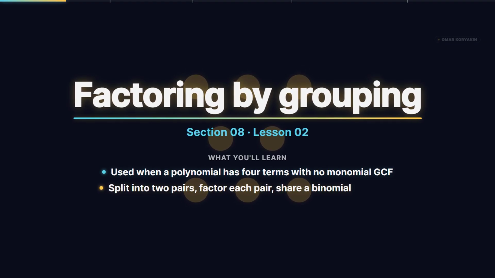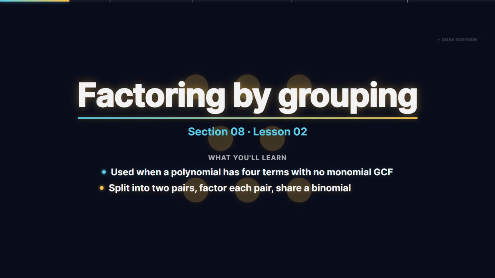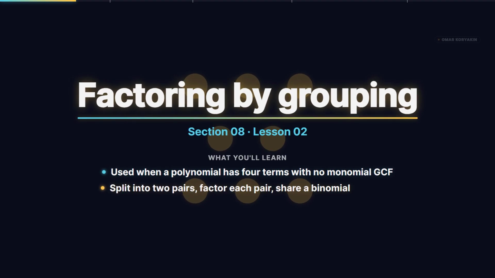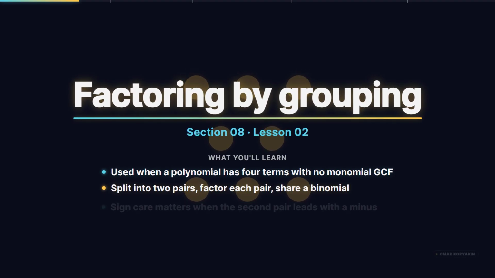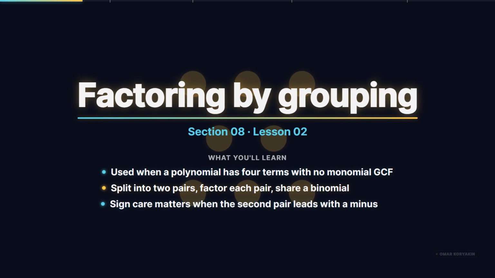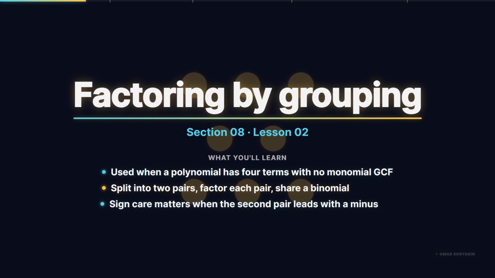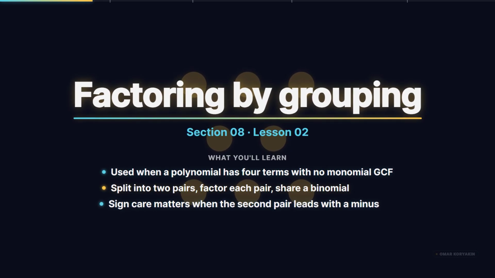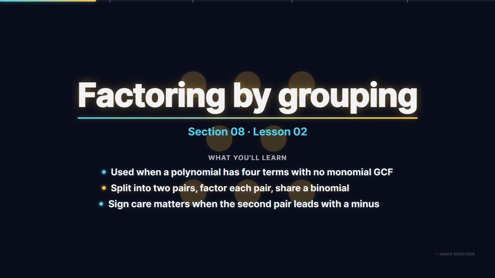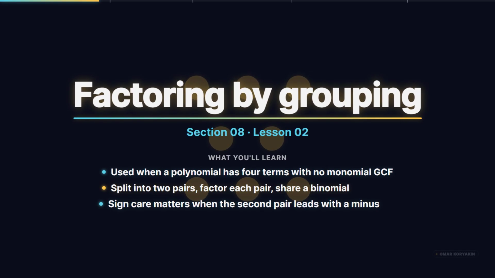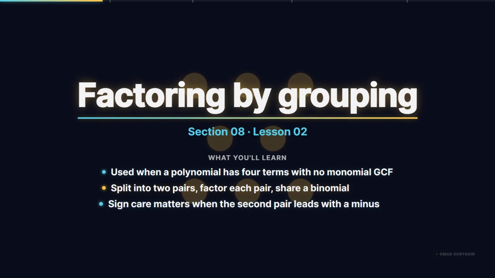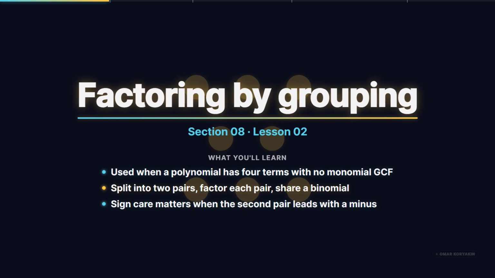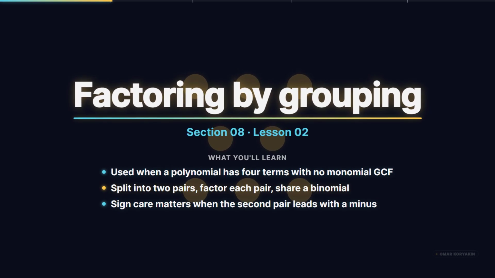The first pair usually factors out a monomial that contains the variable. The second pair factors out a constant or smaller monomial. The trick is to choose those factorizations so the leftover binomials match exactly, and that sometimes means factoring out a negative when the second pair has a leading minus sign. Today's two examples cover the clean case and the sign flip case. Once both are familiar, every four-term polynomial in this section is in reach, and the same idea sets up the upcoming trinomial with leading coefficient lessons that depend on splitting the middle term.